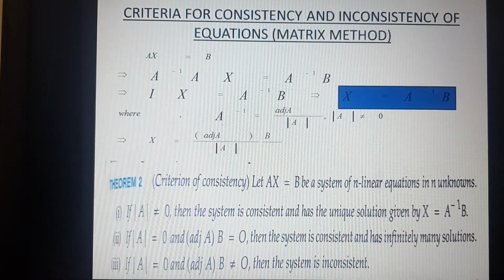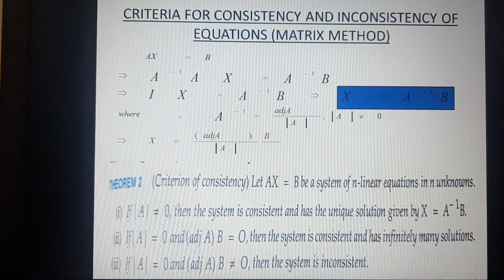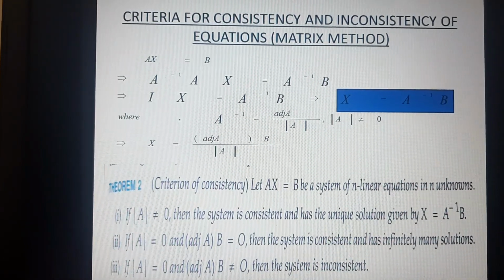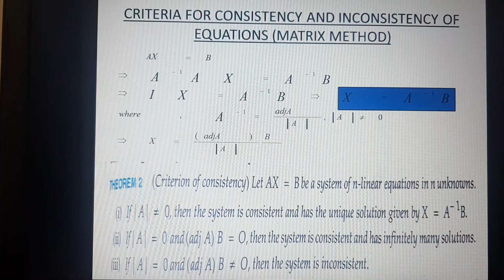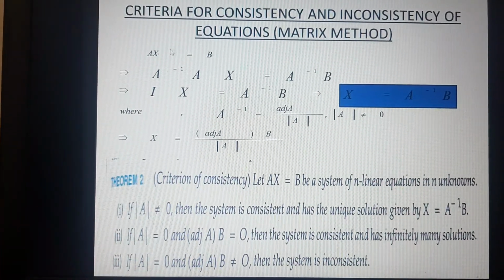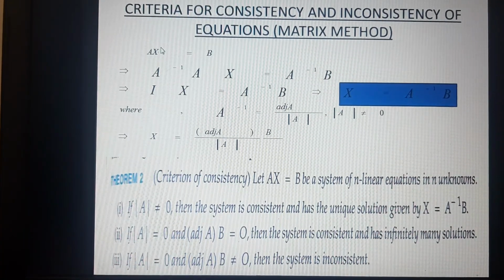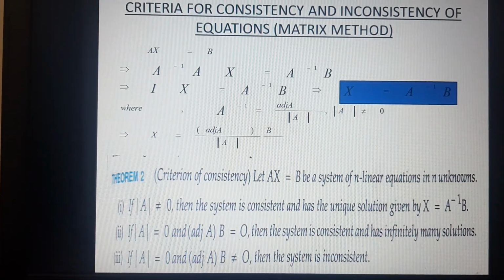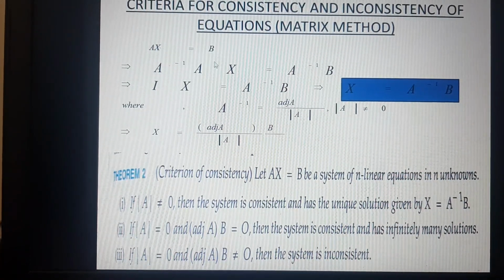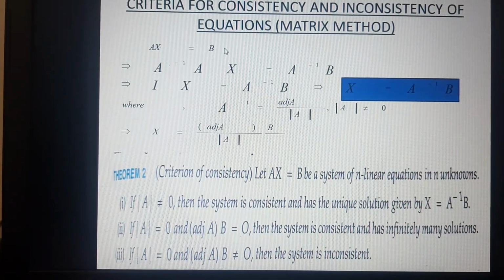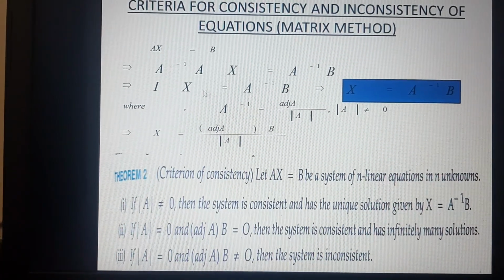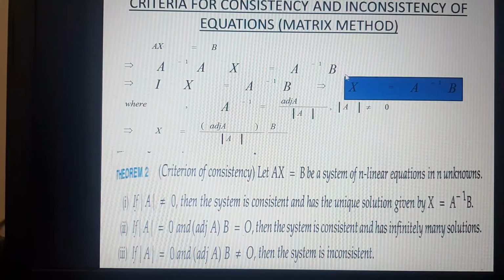In module 5 of matrices and determinants, we are going to learn today the criteria for consistency and inconsistency of equations. In the last module, module 4 of matrices and determinants, we learned the matrix method, and to solve it we use the equation Ax is equal to B. When we multiplied A inverse on both sides, we got the equation x is equal to A inverse B.